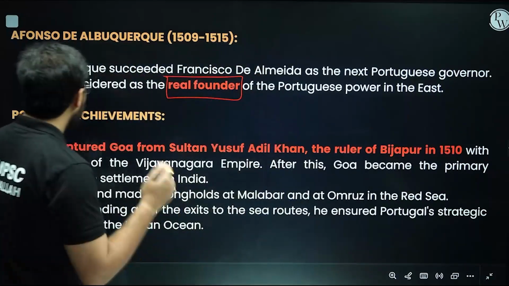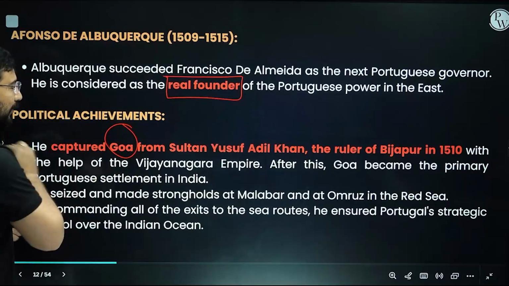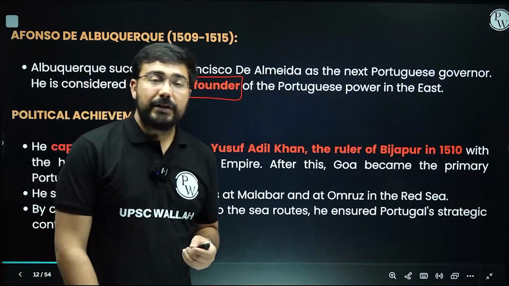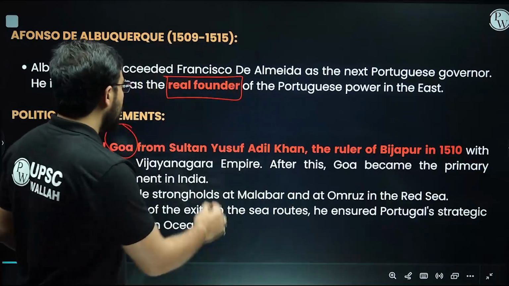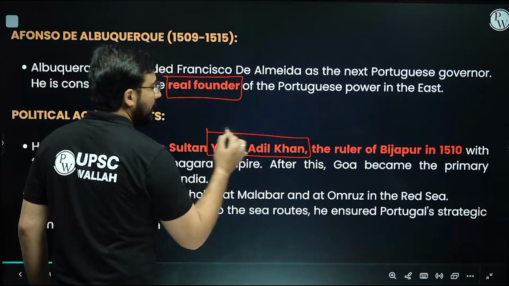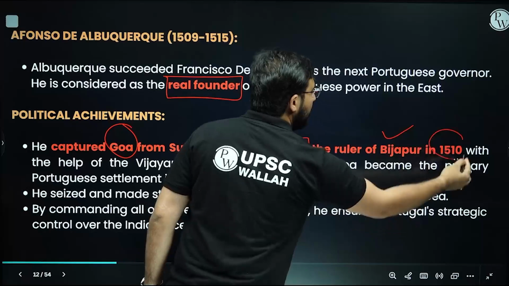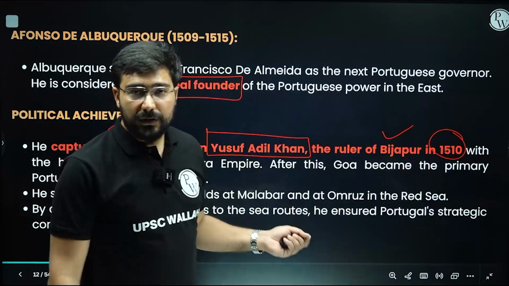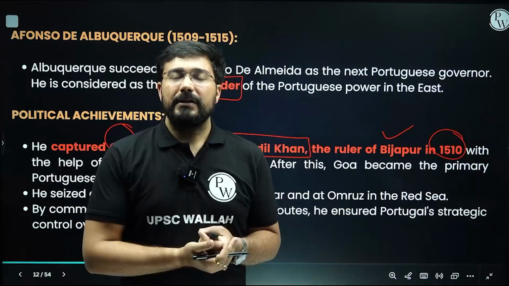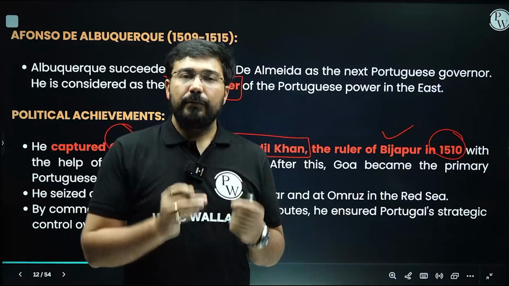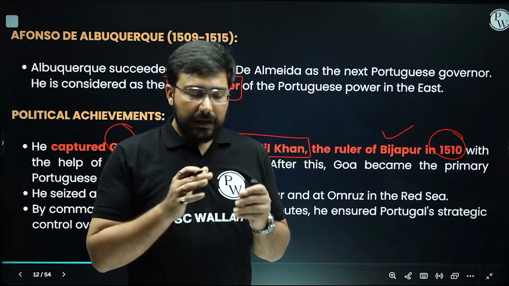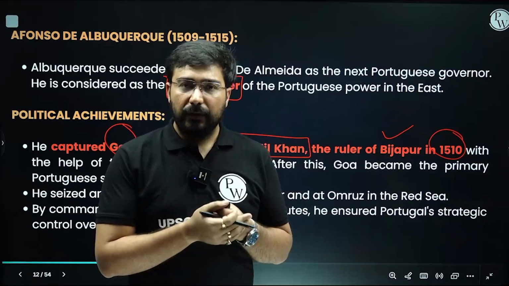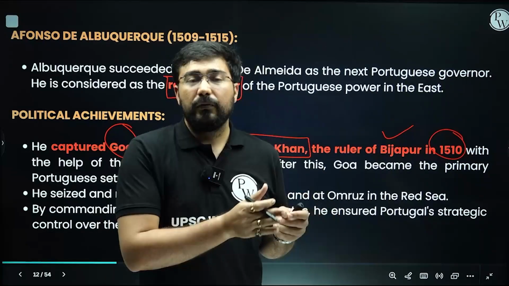So for him, first of all, he was also a good imperialist. He was able to capture Goa. That's a very, very important victory. He captured Goa from Yusuf Adil Khan, who was the ruler of Bijapur, in 1510. This very straightforward fact question was asked in prelims. That's why when we prepare for UPSC, we have to clearly and distinctly understand what is important for prelims and what is important for mains.